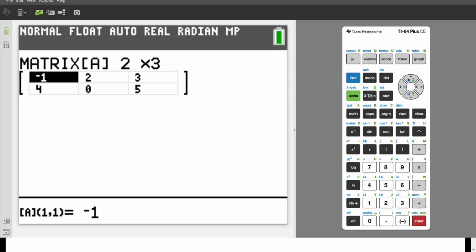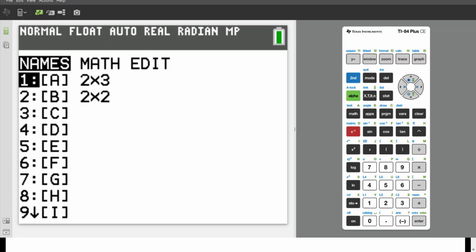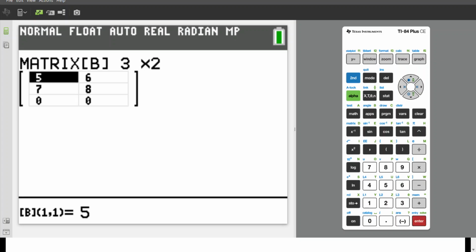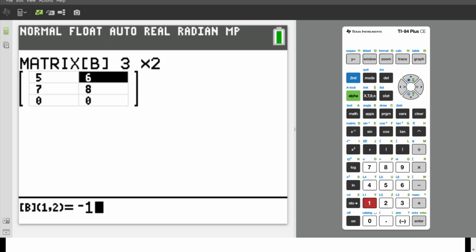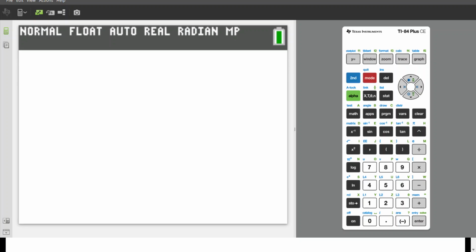Sounds good. We quit, and we go back into the matrix menu again one more time. We go to edit, and this time we're going to edit matrix B, which had 3 rows, but only 2 columns. And again, the numbers are 5, -1, followed by -4 and 0, followed by 2 and 3. And we will leave this whole thing. We will just quit the whole matrix menu.